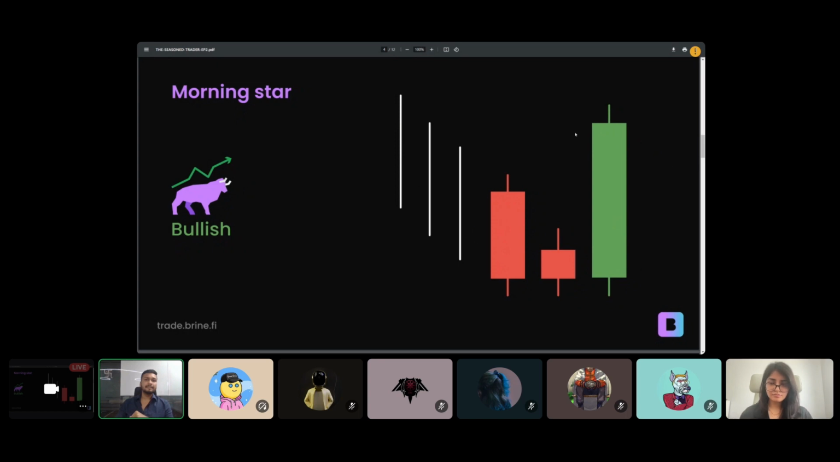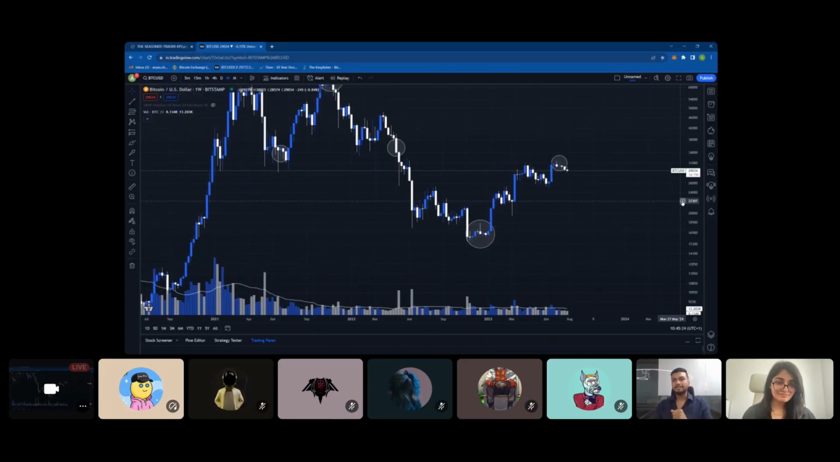Whenever I see that the trend is down, the market is going down, but the volume has started to decrease, that is telling me that maybe this trend is going to get over very soon, and we'll see an opposite move very, very soon. So we were talking about the morning star pattern.